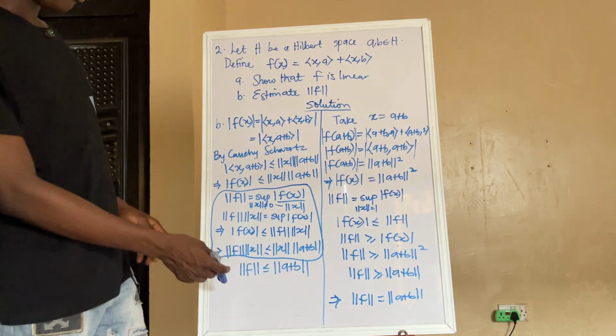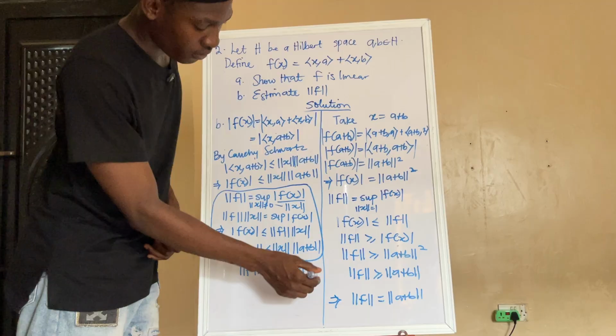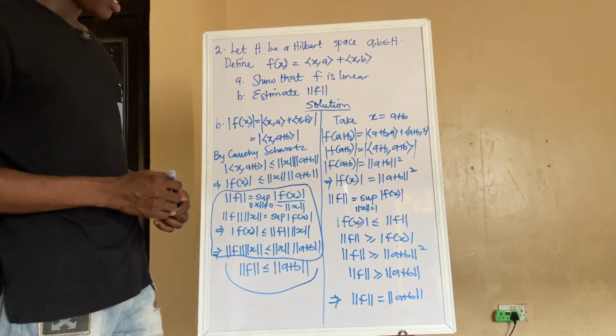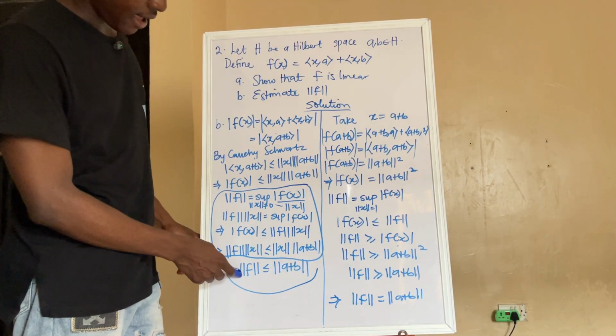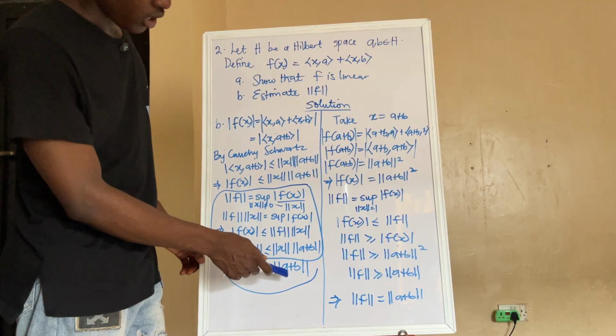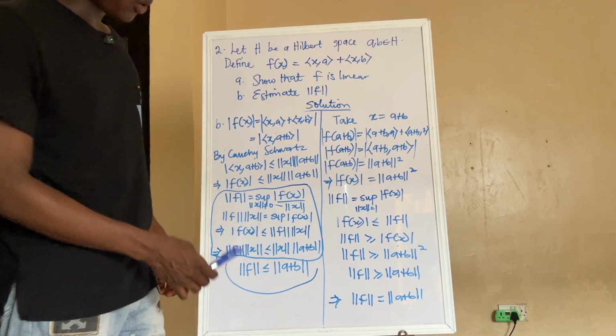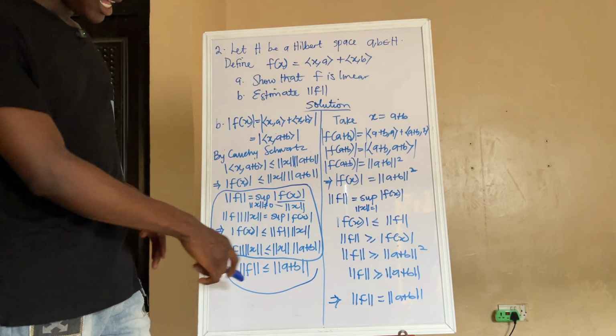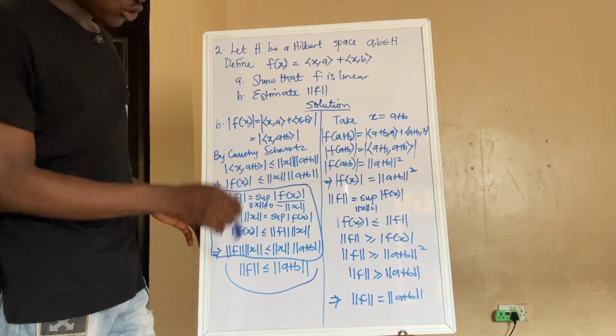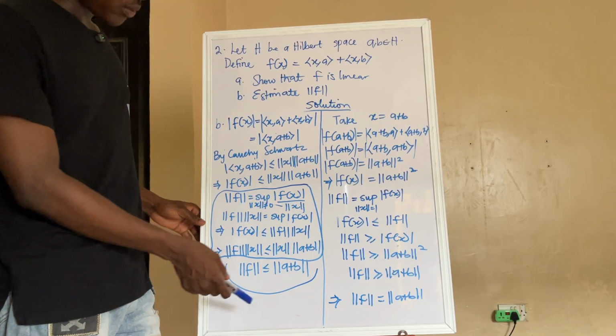So now we've gotten one part of our answer, which is that we know that the norm of f is less than or equal to the norm of a plus b. What we now want to do is show that the norm of f can also be greater than or equal to the norm of a plus b. Why are we doing that?